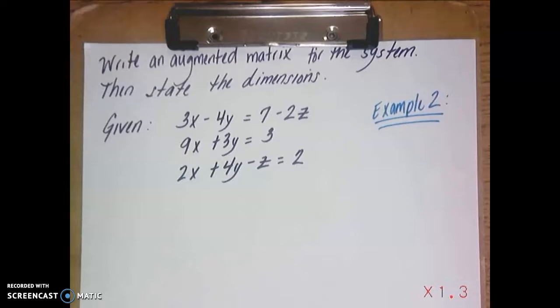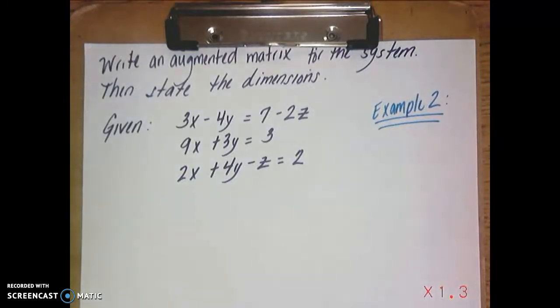Okay, everyone, so I set up example 2. It's the same directions. Write an augmented matrix for the system, then state the dimensions. So we're given 3x minus 4y equals 7 minus 2z, 9x plus 3y equals 3, and 2x plus 4y minus z equals 2.